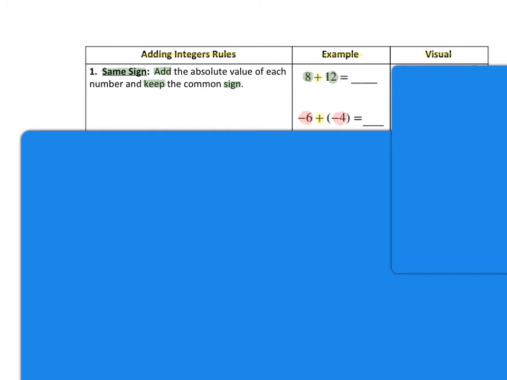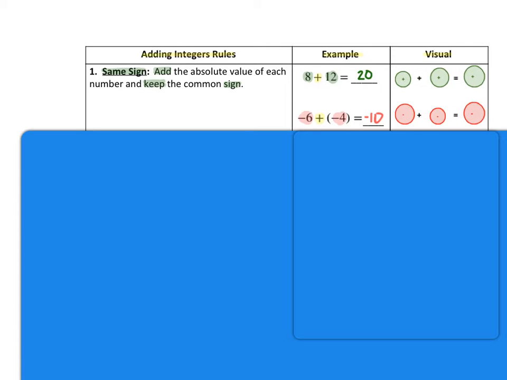So for 8 plus 12, you'll get 20. And we know it'll be positive since both of them are positive. For -6 plus -4, we'll get -10. And we know that they're negative because both of them are negative. So looking at what happens visually, when you have a positive integer and you're adding another positive integer, whether it's bigger or smaller, you're going to get a positive integer. When you have a negative integer added to another negative integer, whether it's bigger or smaller, you're still going to get a negative integer in the end.